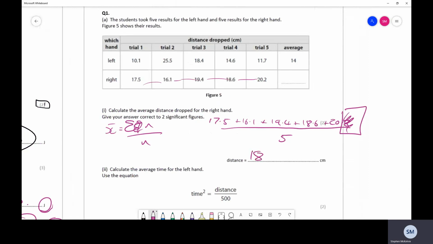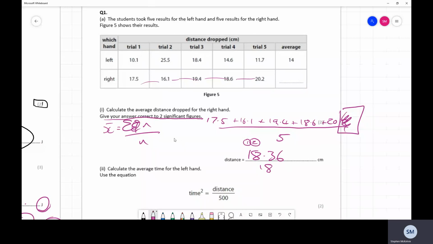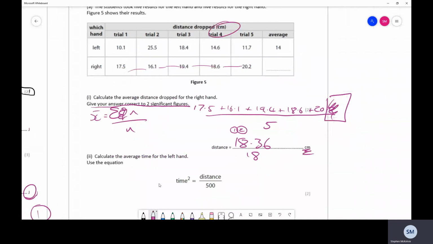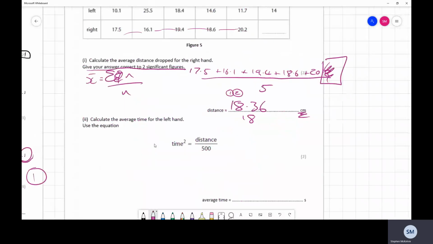Popping those into my calculator, my answer is 18.36 centimeters, but it is asking me to give my answer to two significant figures. So I'm going to count one significant figure, two significant figures, and return this as 18 centimeters. Now, I didn't have to convert these from centimeters into meters because the units I was asked for was centimeters. So we're happy days.